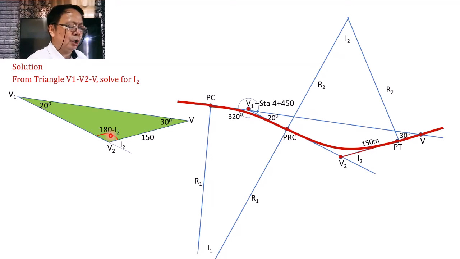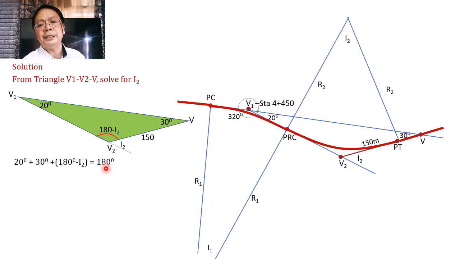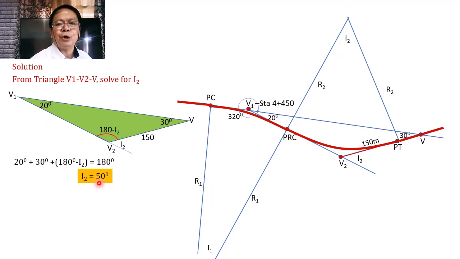And knowing that the sum of the interior angles of a triangle must be equal to 180 degrees, then we can solve for I sub 2 by adding all of these angles being equal to 180 degrees. So that, okay, 20 plus 30 plus the quantity 180 minus I sub 2 shall be equal to 180. And you will find that these two 180s will cancel each other, and we can find I sub 2 to be equal to 50 degrees.